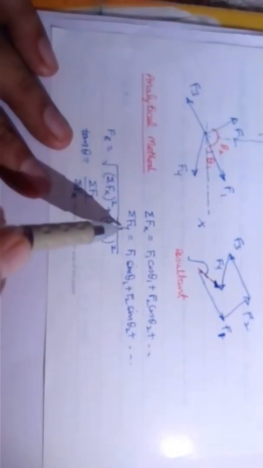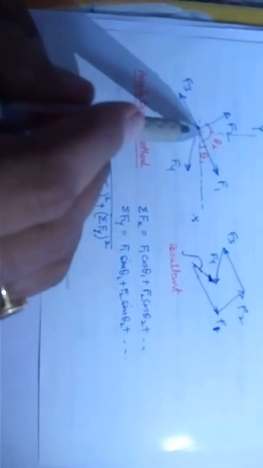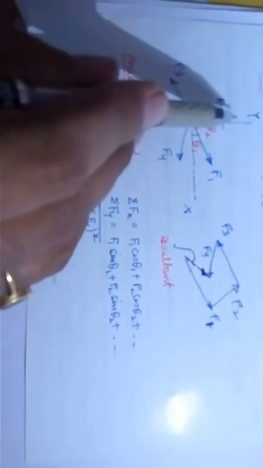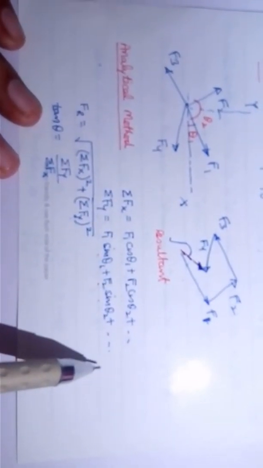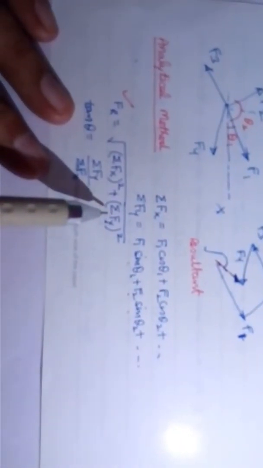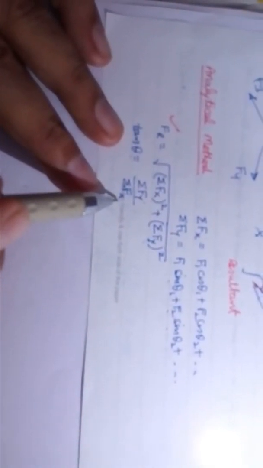Similarly, we can get forces along y-axis, that is component of force along y-axis. So F1 horizontal component is F1 cos theta, vertical component will be F1 sin theta 1. So F1 sin theta 1, likewise F2 sin theta 2 and so on. Finally, we can get the resultant as under root of summation Fx square plus summation Fy square, and then we can calculate the angle of the resultant by taking summation Fy by summation Fx.